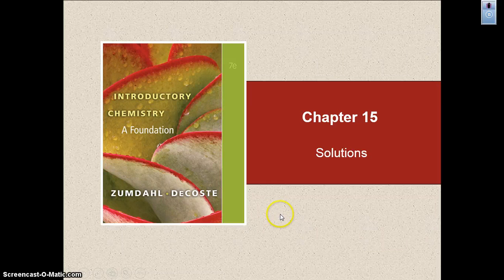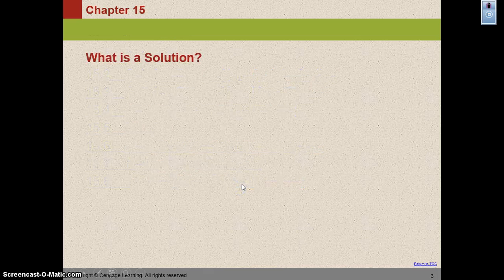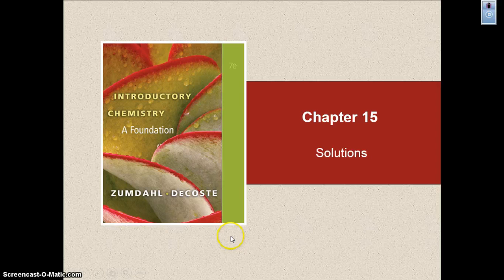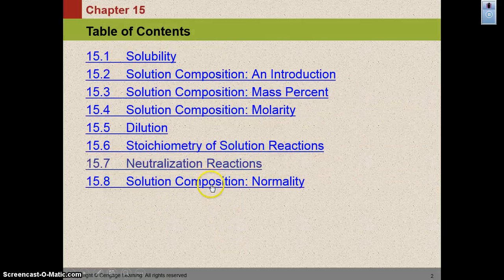We're going to finish the lectures for Chapter 15, Solutions, with solution composition or normality, which is similar to molarity, but it's different, and it's a little confusing, so pay close attention to the lecture and slow down when you do your problems. Make sure you're thinking through it correctly. Normality is similar to molarity, but you need to pay attention to the description.